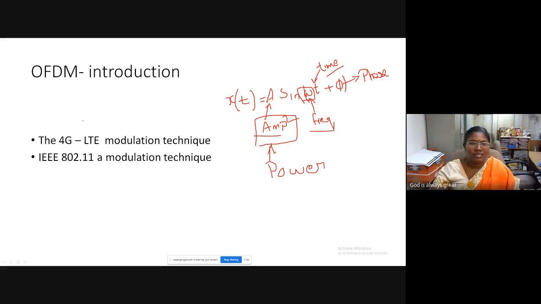In the sense, it is a multi-carrier modulation. This is for single carrier, but OFDM is a multi-carrier modulation concept. This multi-carrier modulation is a popular concept, a proven technology which has been operating very successfully. It is being utilized in LTE 4G, and it is also being considered as a candidate waveform in 5G cellular communication also.